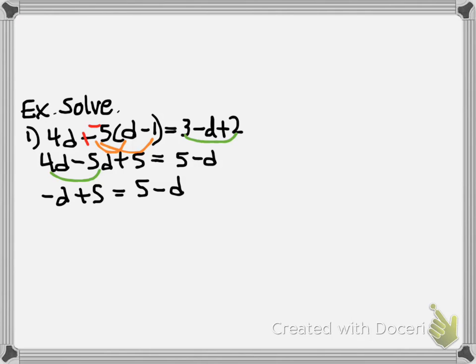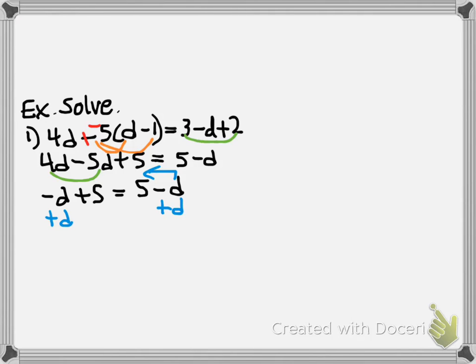So we combine those up, and 4d take away 5d is negative d, plus 5 equals 5 minus d. Okay, now, I'm going to show this problem at 2 levels. Level 1, for those of you who like to do this one step at a time, I want to get my variables together on the left, so I'm going to do the opposite of the guy on the right. So I'm going to add d to both sides.